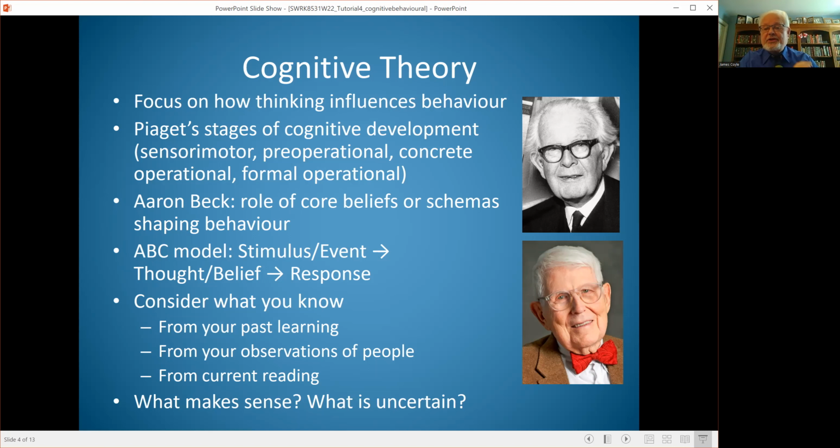In this particular cognitive therapy model, it was looking at the way we could change our thinking. Cognitive therapy tends to be based on an ABC model. And that is that there's a stimulus or event that happens, and we have a thought or belief that interprets that event, and that interpretation influences what our response is going to be.